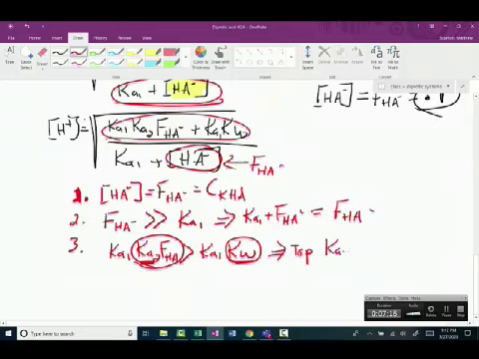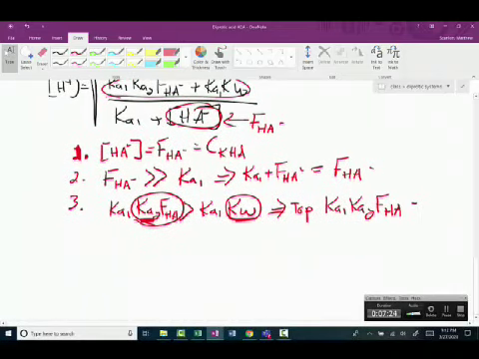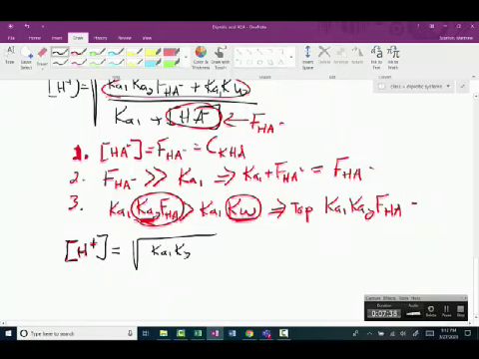becomes Ka1 times Ka2 times the formal concentration of HA minus. With those assumptions, this becomes real nice. The concentration of H plus is equal to the square root of Ka1 Ka2 times the formal concentration of HA minus divided by the formal concentration of HA minus. These cancel, and I get the square root of Ka1 and Ka2. This is almost always true. This is true for us all the time.